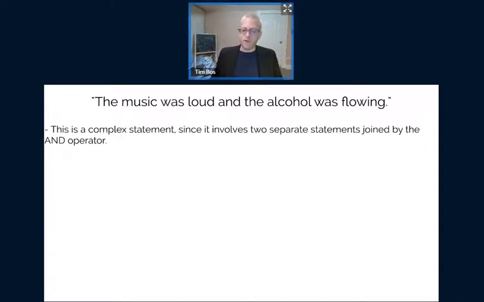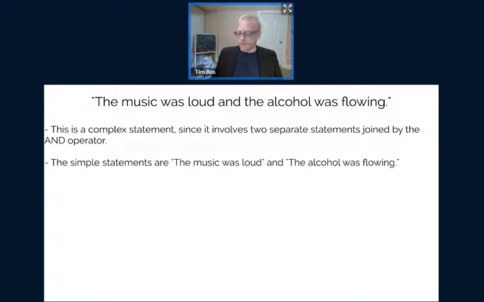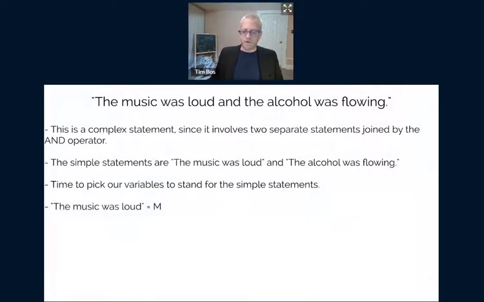This example, very similar. There's two different statements, right? The music was loud and the alcohol was flowing. And we notice that there's an and there, so that's one of our operators. So we're going to symbolize the operator separately from those simple statements. All right. So again, pick any letter you want for the individual simple statements. And again, a simple statement is one that does not have any of the operators in it. Right? So the complex statements are going to be simple statements with an operator.